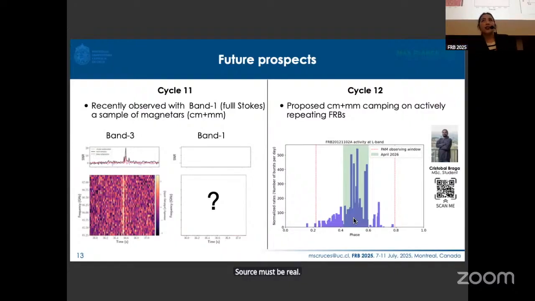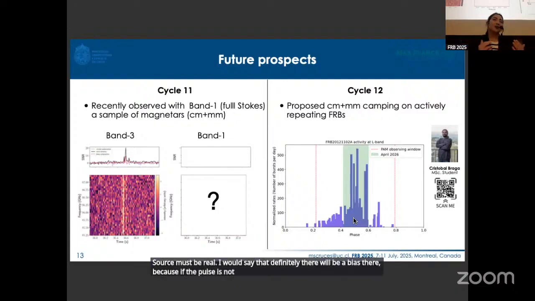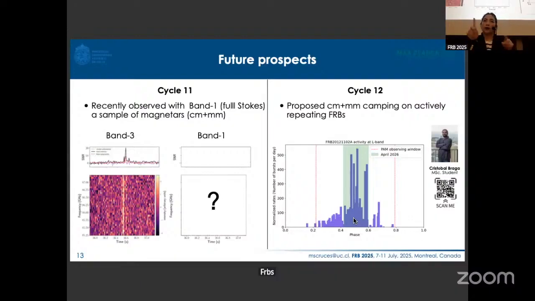I would say that definitely there will be a bias there, because if the pulse is not polarized, then you might not have a way to detect it. So definitely observing at millimeter waves, pulsars or magnetars is much easier than FRBs. But the idea will be combined campaigns.